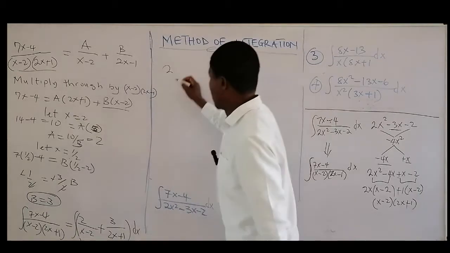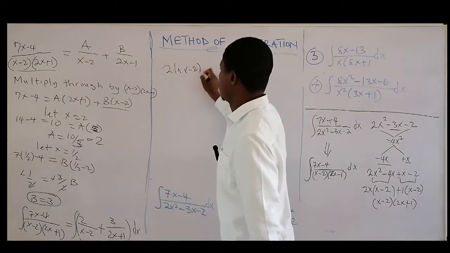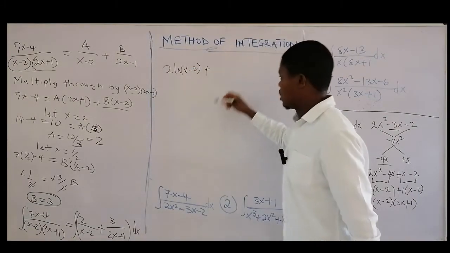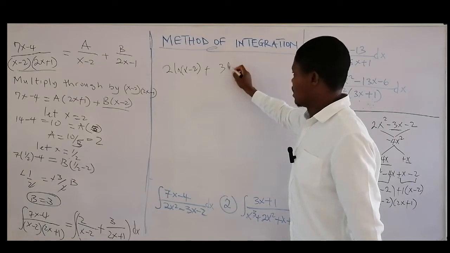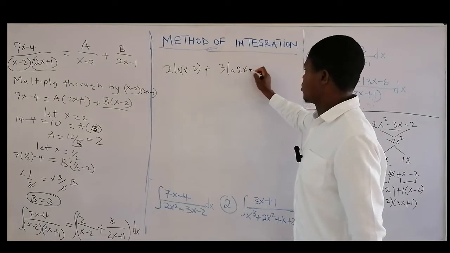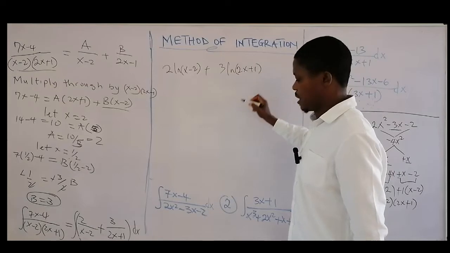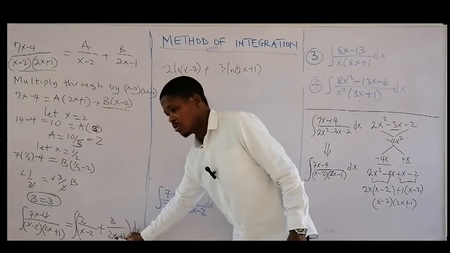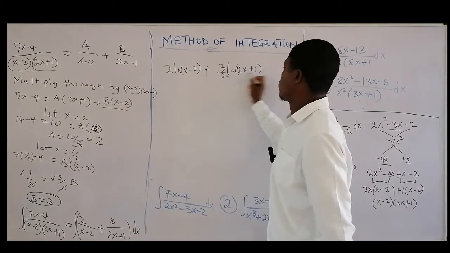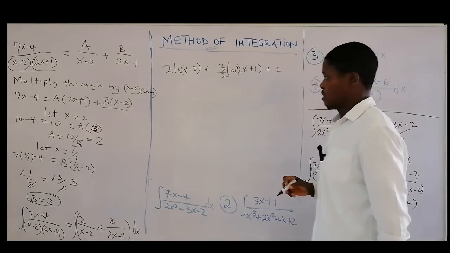So you get 2 ln|x minus 2|, then plus 3 ln|2x plus 1|. But don't forget there is the coefficient attached to the variable, so we're going to divide by it, plus C. So that's the answer for that.